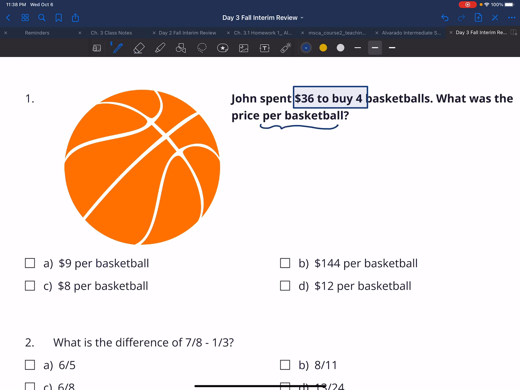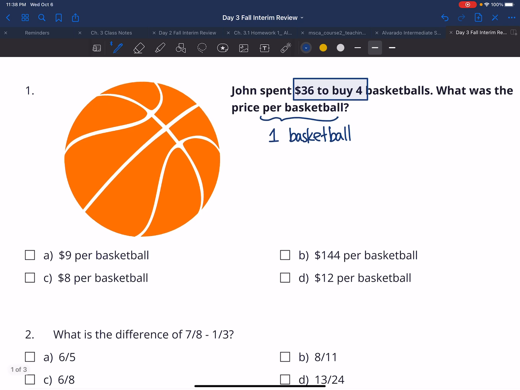When they say per, this means 1 basketball. So go ahead and make sure, please write this down. Okay, everything I highlight or write, please do that as well. Okay, so in order for me to figure this out, if I spent $36 for 4 basketballs, and I want to know for 1 basketball, I can go ahead and set up this ratio. I can take 36 divided by 4, right? Yeah, I can write it as a ratio.